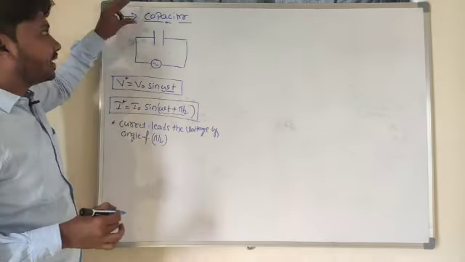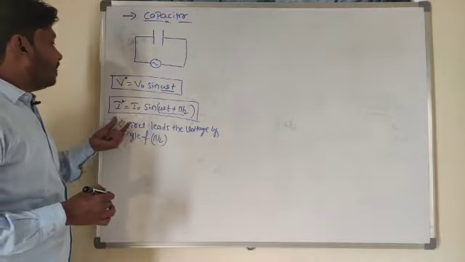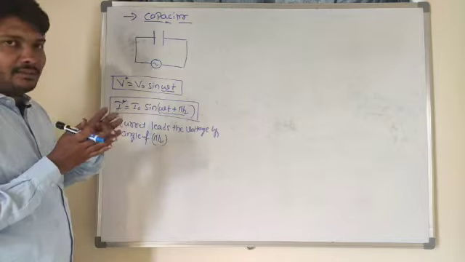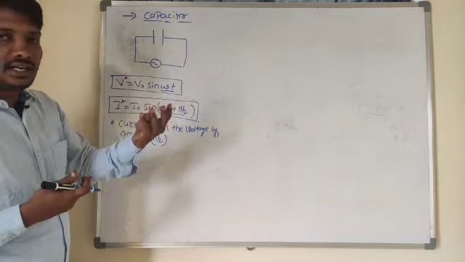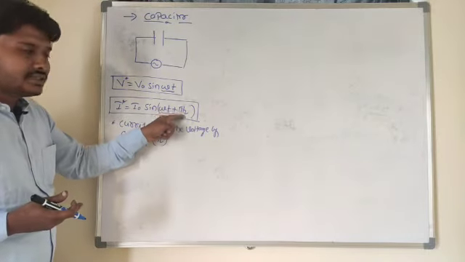So in the case of the capacitor, again there exists a phase difference between current and voltage, but here current is leading and voltage is lagging. In the case of the inductor, current is lagging and voltage is leading. So for the capacitor, the phase difference is pi by 2.